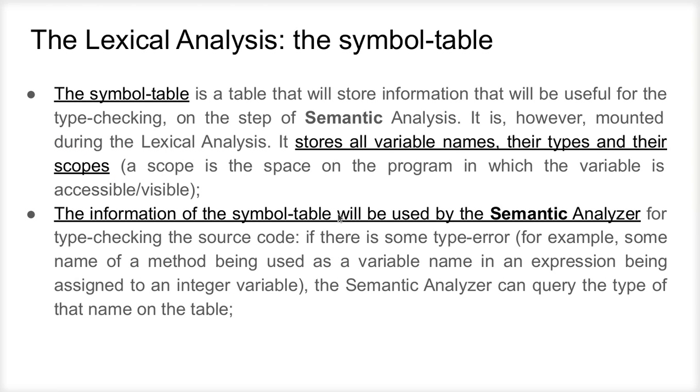About the symbol table, it is a table that will store information that will be useful for type checking on the step of semantic analysis. It is, however, mounted during the lexical analysis. It stores all variable names, their types, and their scopes. Scope is the space in the program in which the variable is accessible and visible. The information of the symbol table will be used by the semantic analyzer for type checking the source code.